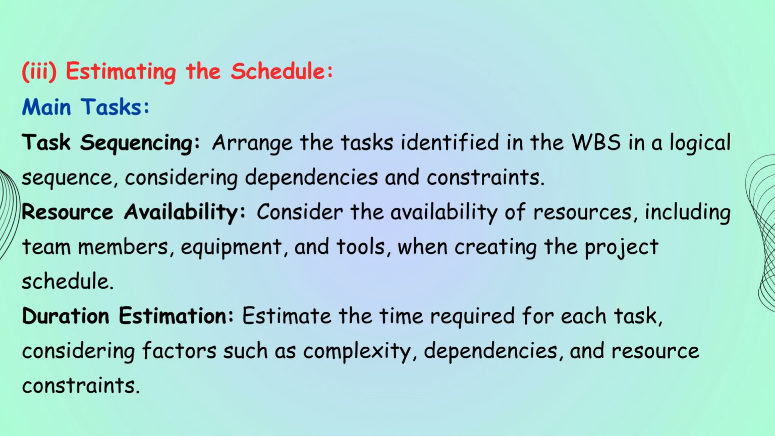3. Estimating the schedule. Main tasks. Task sequencing: arrange the tasks identified in the WBS in a logical sequence, considering dependencies and constraints. Resource availability: consider the availability of resources, including team members, equipment, and tools, when creating the project schedule. Duration estimation: estimate the time required for each task, considering factors such as complexity, dependencies, and resource constraints.